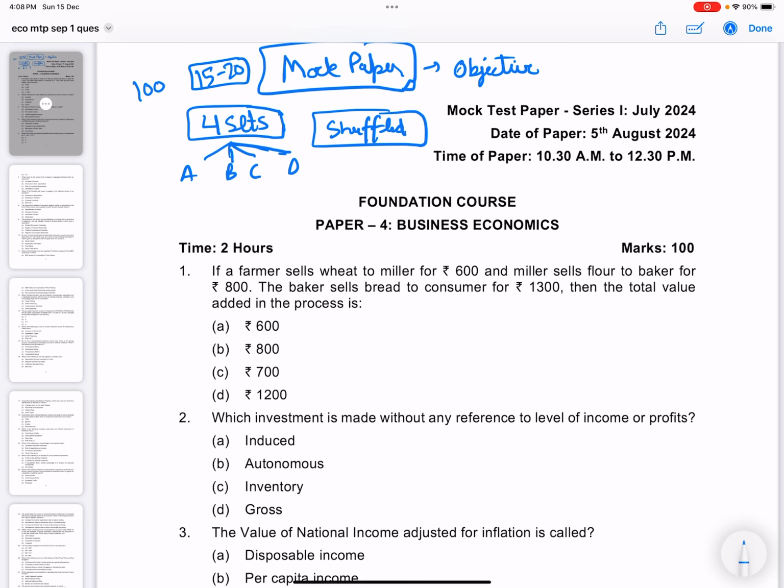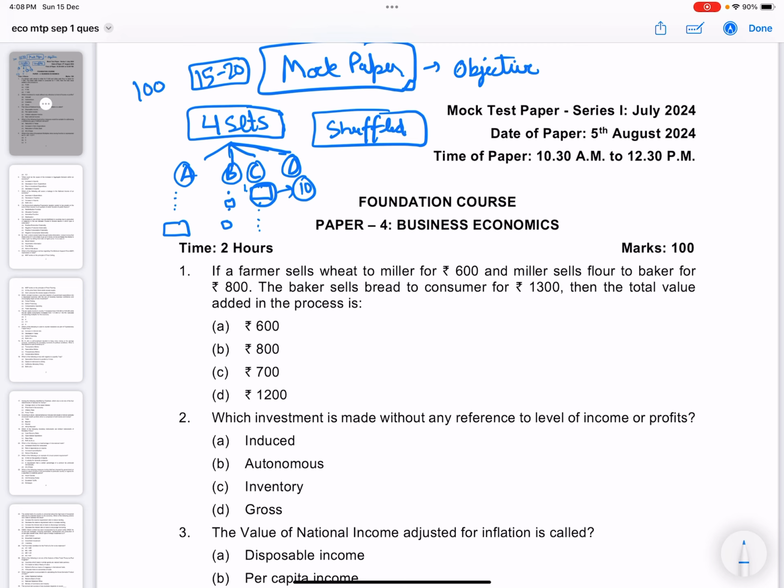It could be the case for A that the tough questions are at the end. For B, it could be the case that the tough questions are in between. For C, it could be the case that the tough questions are in the starting only. So if C starts the paper from the first question itself, the first initial 10 questions would be tough, which is tough for every other set as well.